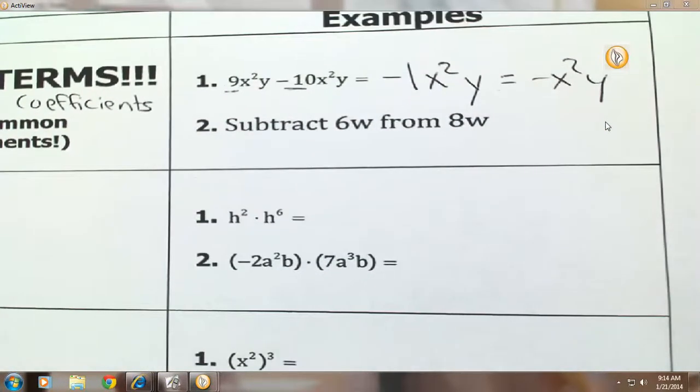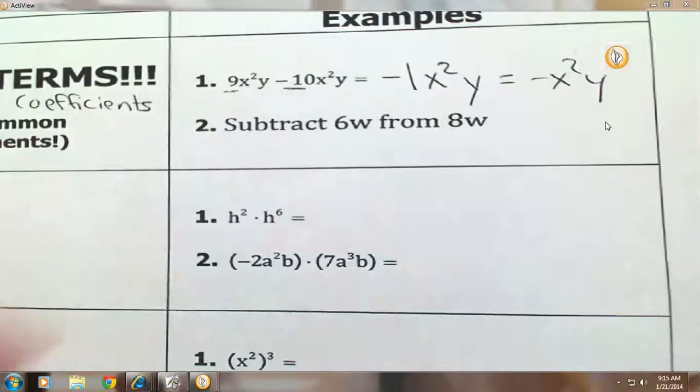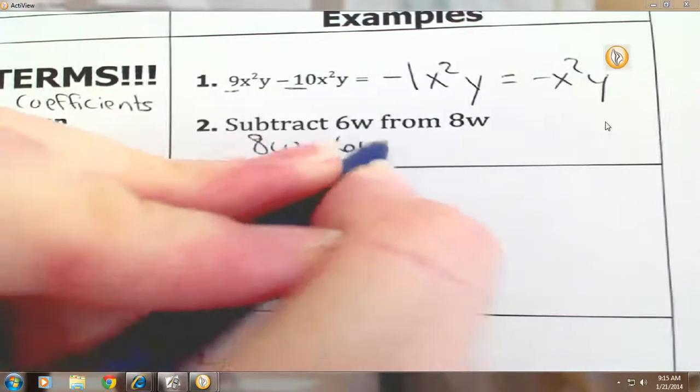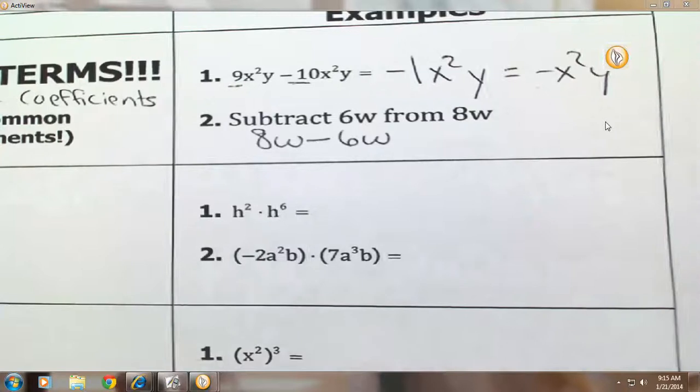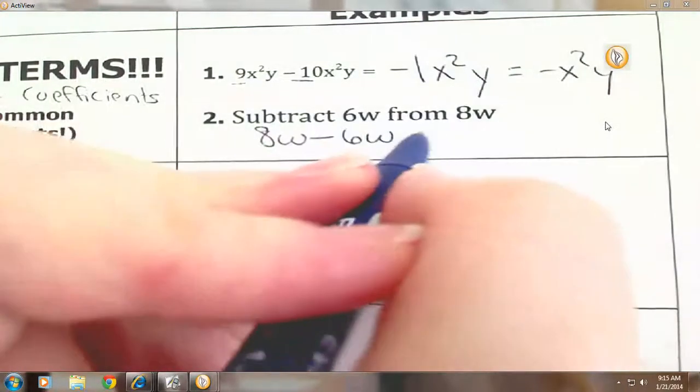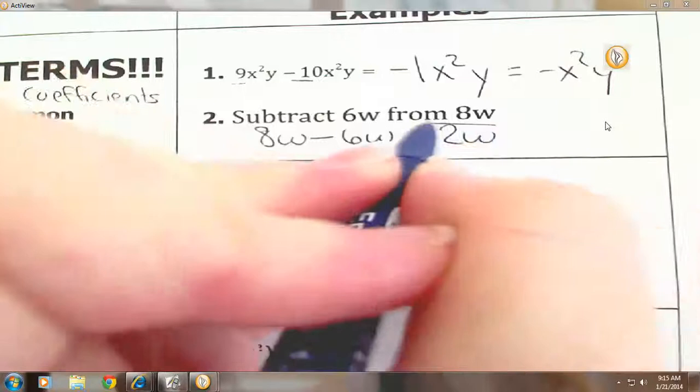On example 2, it says subtract 6w from 8w. 2w. So we're taking 8w and we're subtracting from it 6w, correct? We're taking 6w away from 8w. So 8w minus 6w is 2w.